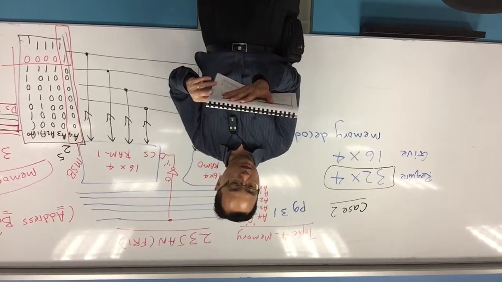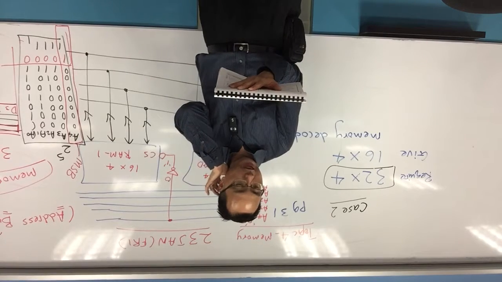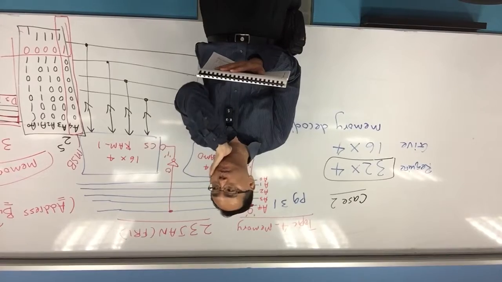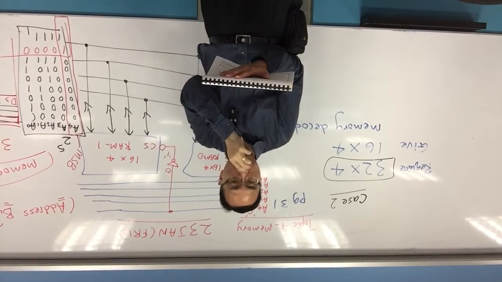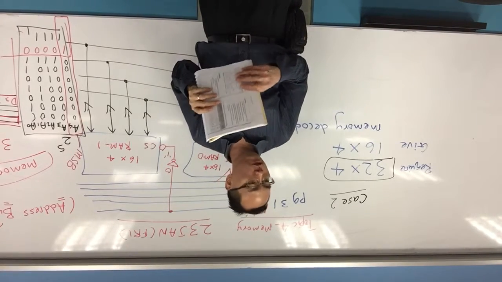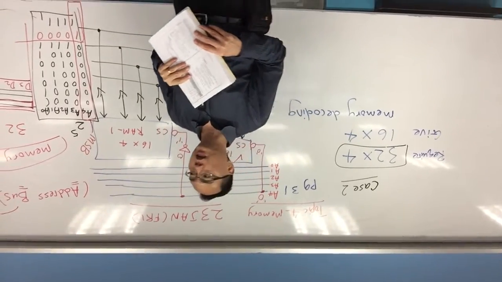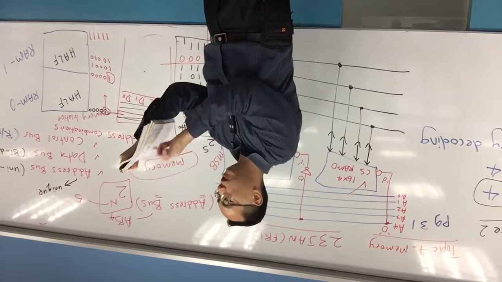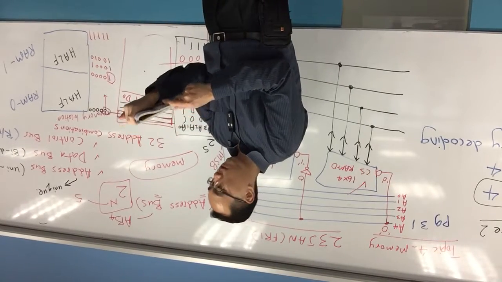Okay, start looking at the next one. Example 2, page 34. This one is very important. Inside your tutorial questions, and I think in the exam you surely have this kind of question. They give you a memory map and ask you to tell us the address.